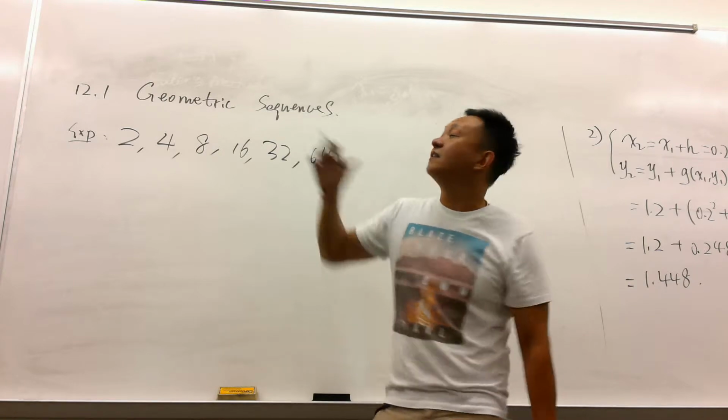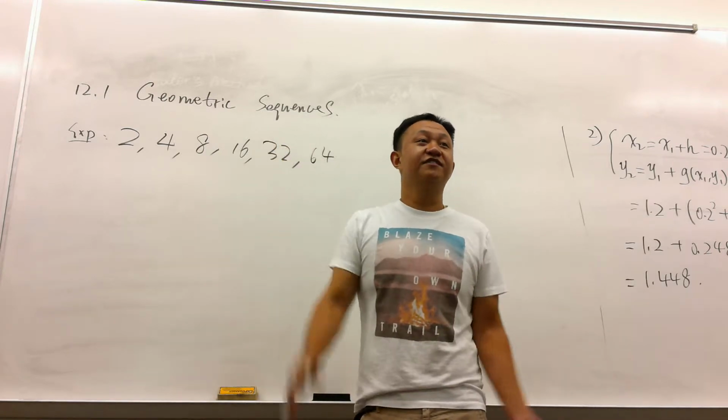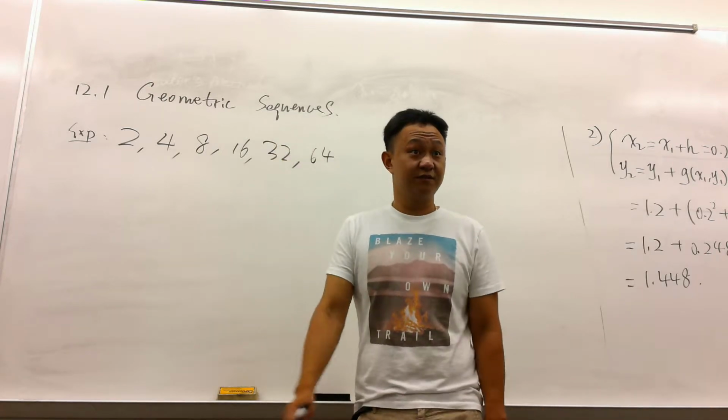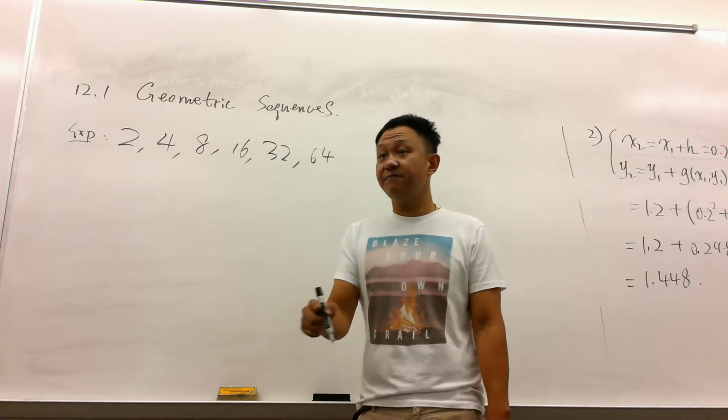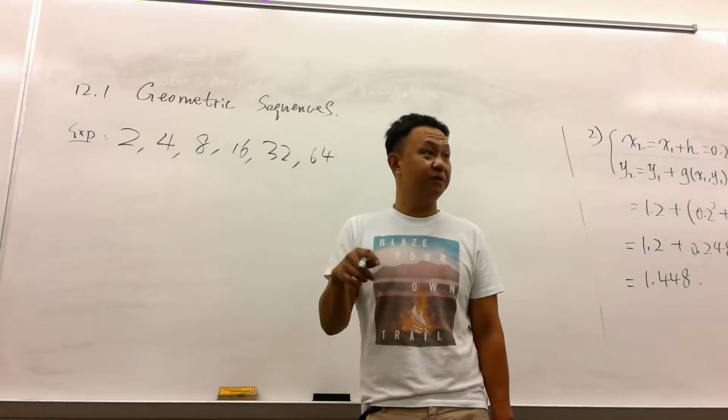Am I right? And guys, so in short, what's the geometric sequence? This is the geometric sequence. Each time you multiply by the same number to get the next number is the geometric sequence, all right?